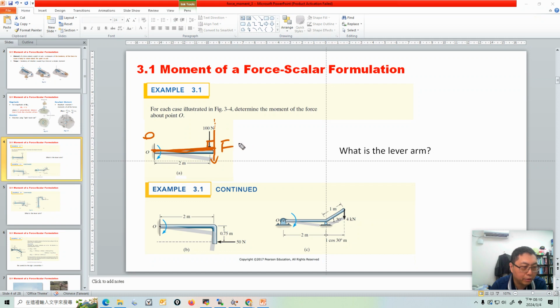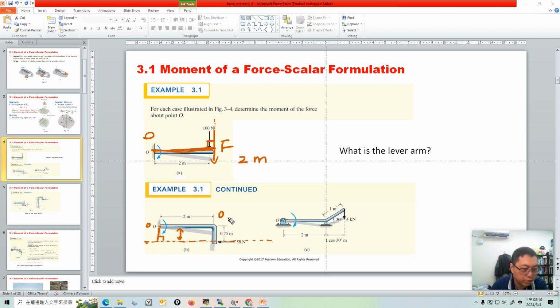So it's perpendicular. Okay, so the lever arm in this problem is 2 m. The force vector is here, and the point O is here. So the line of action is here, and the force points to the left. So we just draw a line of action, the extension of the force vector, and find the perpendicular distance between the line of action and point O. I think it's here. So here is your lever arm.